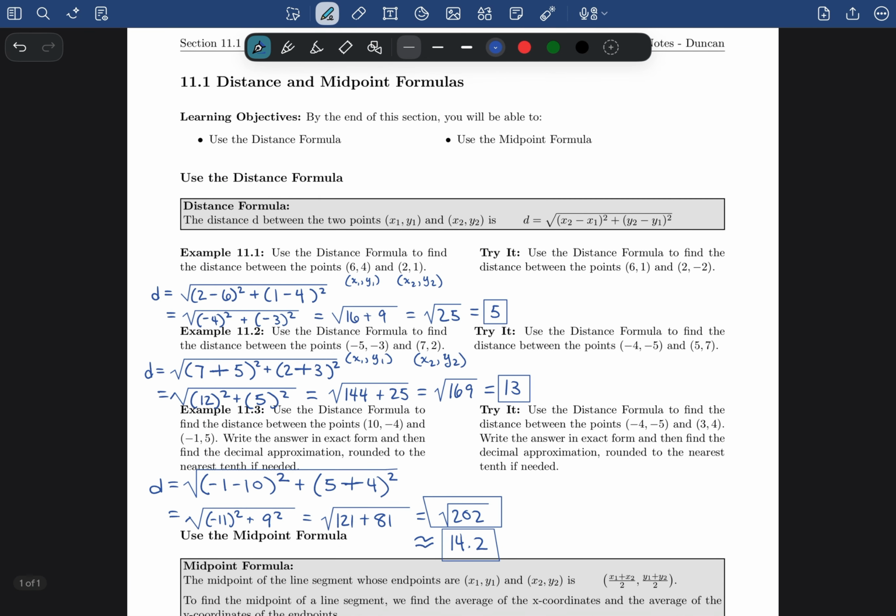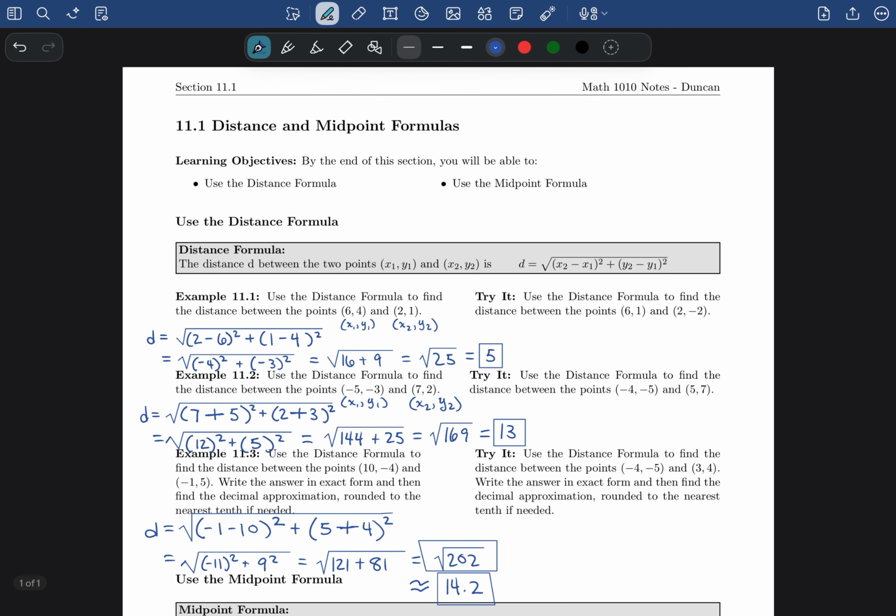Now that you have learned the distance formula, it's actually a very powerful tool because you're able to find the distance between any 2 points in space on an XY coordinate system. It's very powerful, and you'll end up using it a lot as you continue forward in your math courses and other courses.